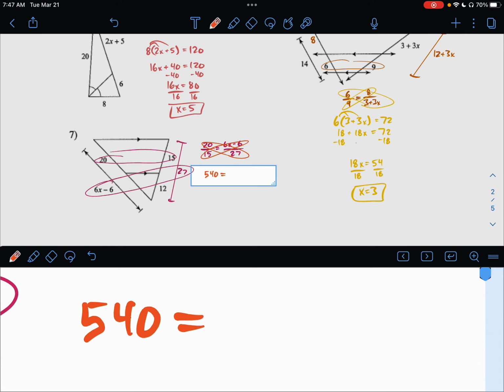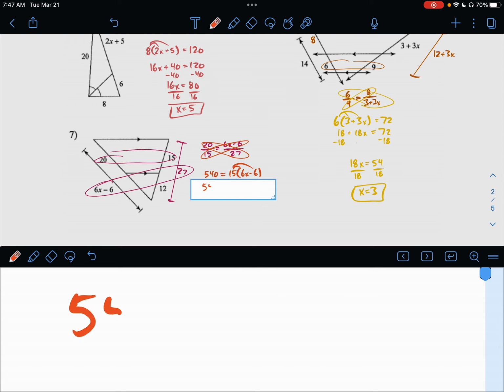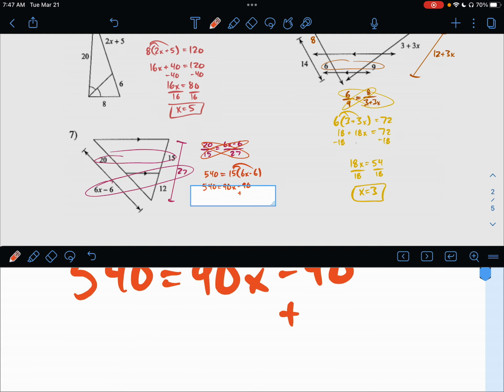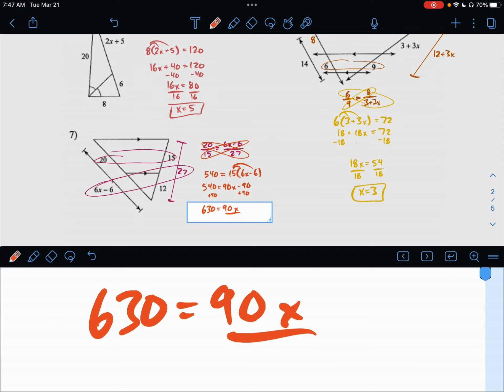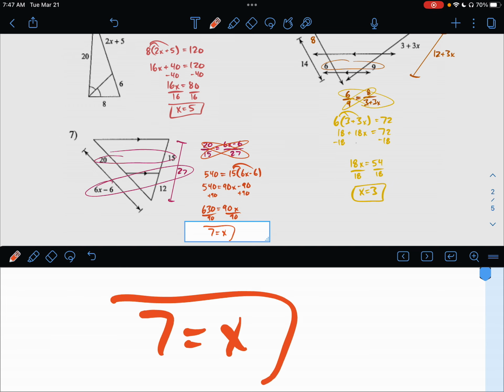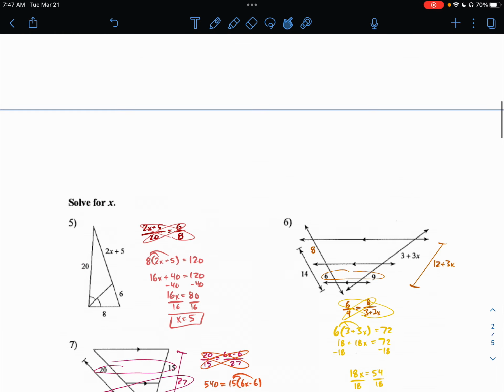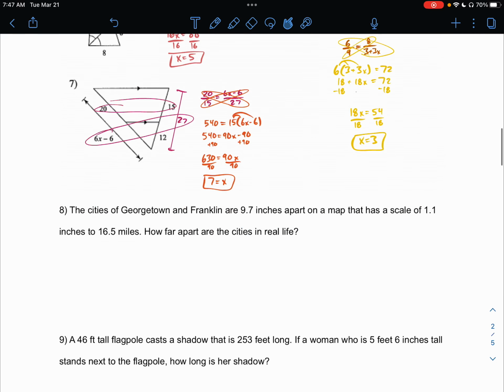From here, I do the 15 times that 6x minus 6, distribute out that 15. So I have 540 equals 90x minus 90. Add 90 to both sides. 630 equals 90x. Divide both sides by 90. And I get x is going to equal 7 here. So with these ones, with numbers 2 through 7, just pay attention to what's across from what, whether it's the entire side length or just a part of it. That's the biggest key here.